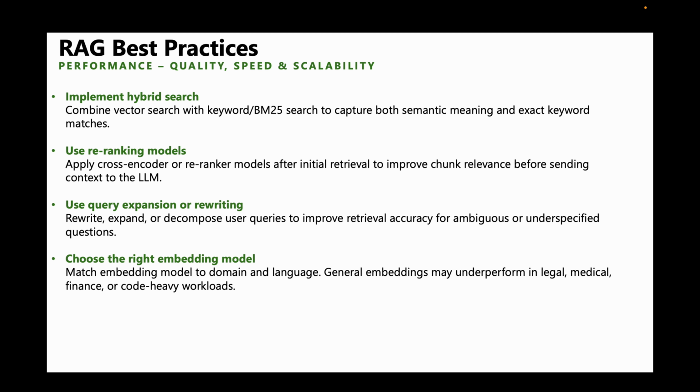The fourth guidance is to choose the right embedding model, which is based on domain and language. General purpose embeddings may work well for broad use cases, but can underperform in specialized domains such as legal, medical, finance, or source code retrieval. Domain-specific embeddings often improve the semantic matching accuracy. Often, a poor large language model response is because of poor retrieval quality due to the wrong embedding model.